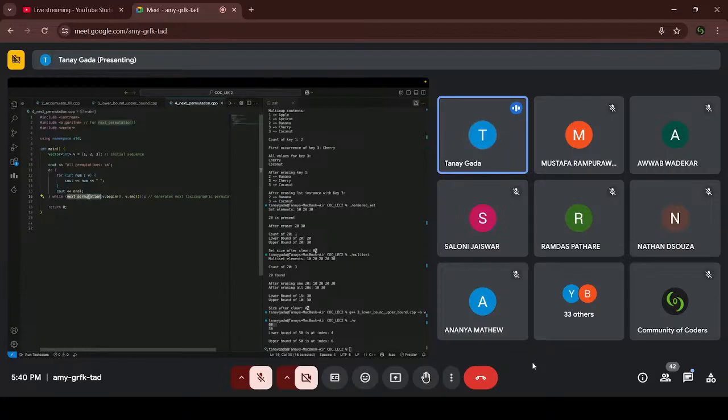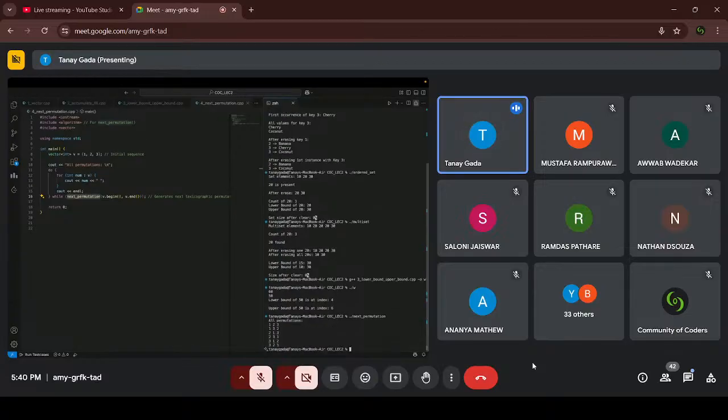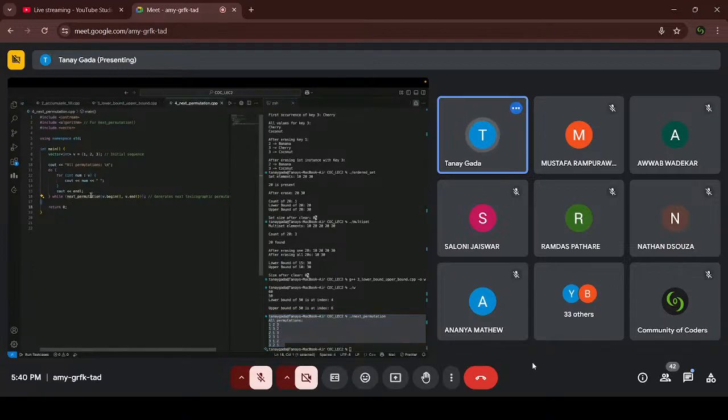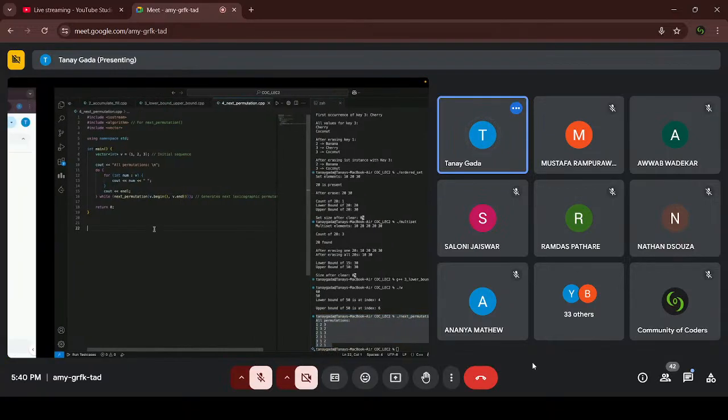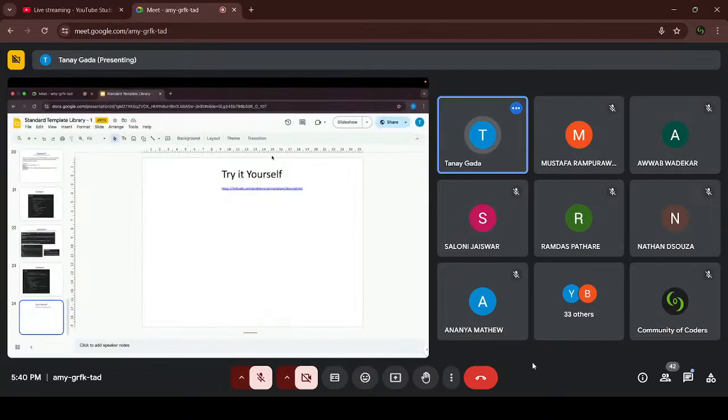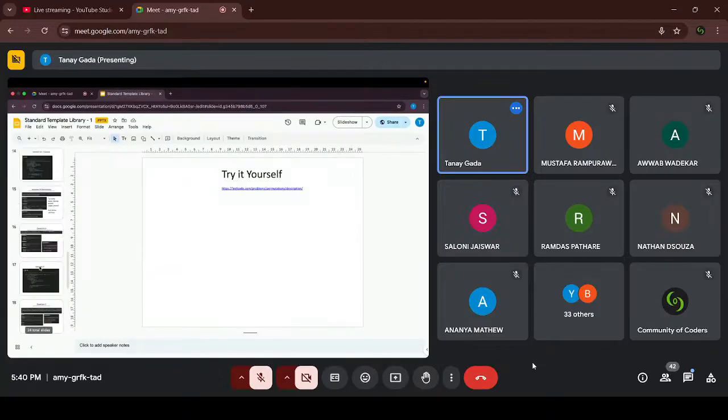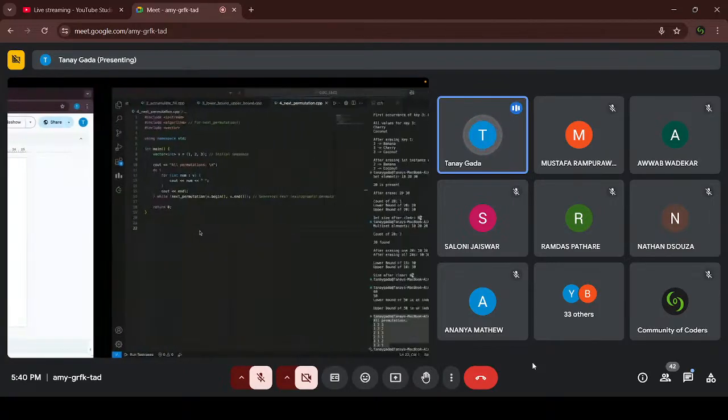It generates the next lexicographically larger permutation. So it's just one line of code, and there is a question on LeetCode. It is a medium level question to implement this from scratch. So yeah, you can see this. We are just getting all the permutations by using this next permutation. And I have the link to this question. So it is just one line of code, and if you try to implement it without next permutation, it's a bit challenging.